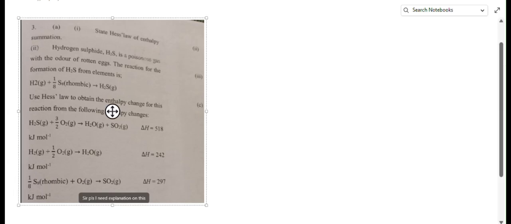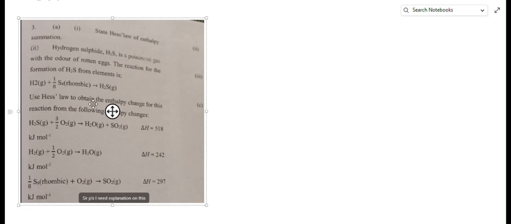So let's quickly look at it. The question says hydrogen sulfide is a poisonous gas. The reaction for the formation. So it's a reaction for the formation, and that's very important. It means what they gave us is the standard heat of formation. That's what we have in the question here.